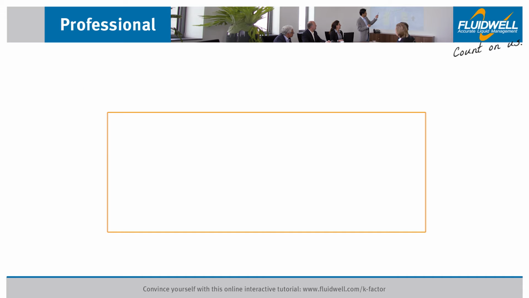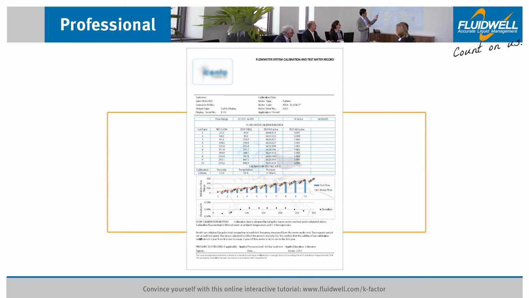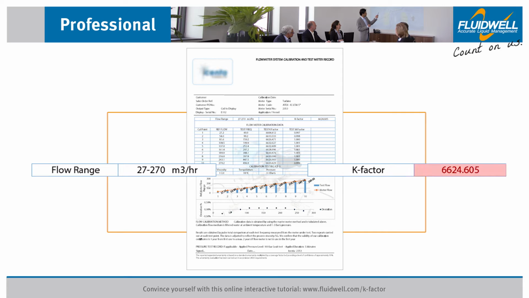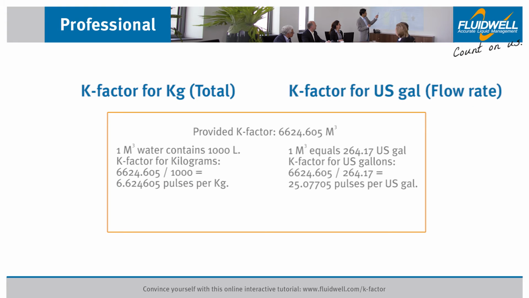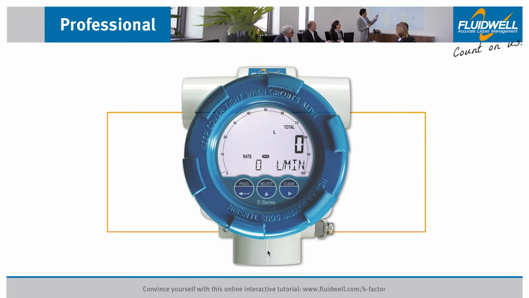Before we set up the K-factor, we need to identify this number as provided by the flow meter manufacturer. In this example, that is 6,624.605, and the measurement unit is cubic meters. The K-factors for kilograms and US gallons have to be calculated. In this tutorial, we calculated the kilograms K-factor to 6.624605 and the US gallons K-factor to 25.07705. Now we can set up the K-factor on the e-series.